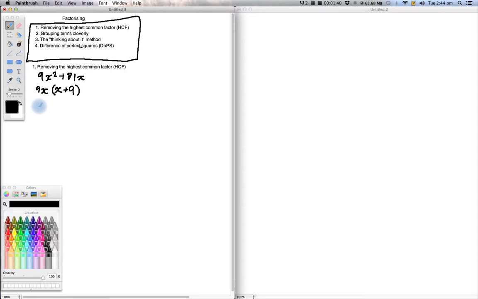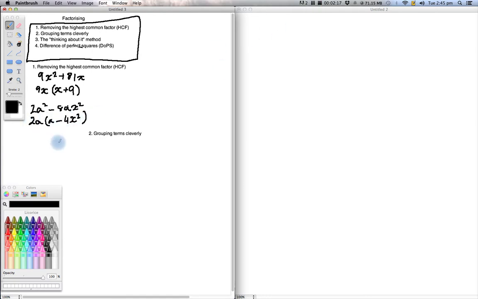Let's try one more example. So let's have 2a squared minus 8ax squared. So see if you can find the highest common factor here. Hopefully you can see that it is 2a. First term has a lots of 2a. Second term has 4x squared lots of 2a. So there we go, that one is factorized also.